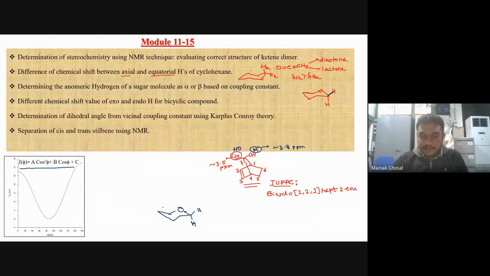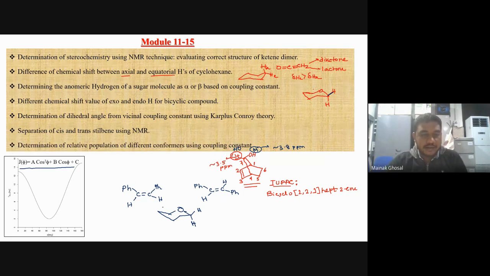Now you can also do one thing, you can separate cis and trans stilbene using NMR. Okay. So for stilbene, for these two cases, you will see there will be a difference in the coupling constant. So from the value of this coupling constant, you can easily determine which one is cis and which conformation is trans conformation.